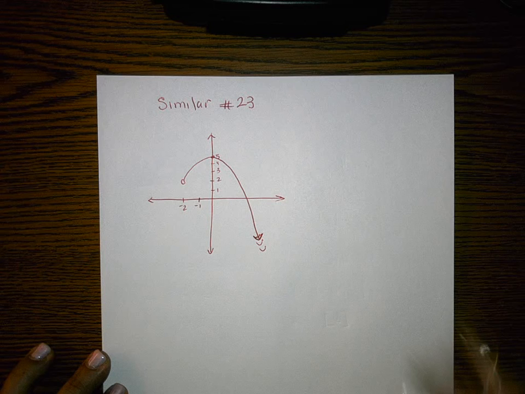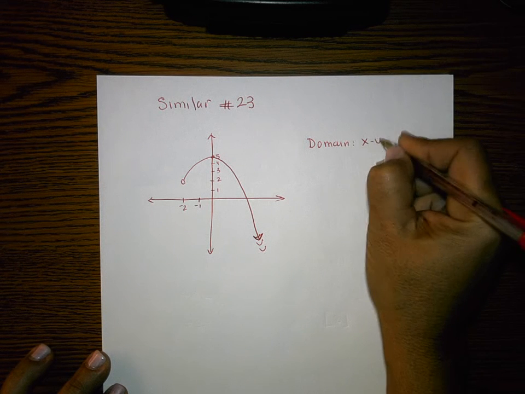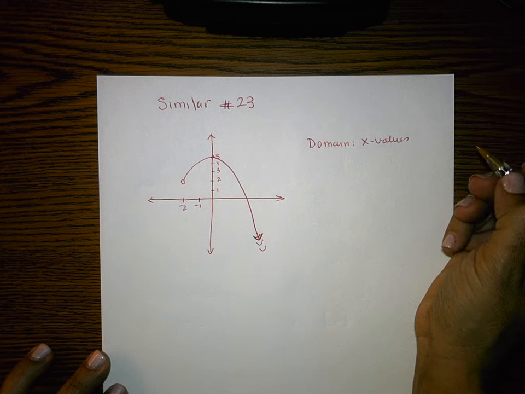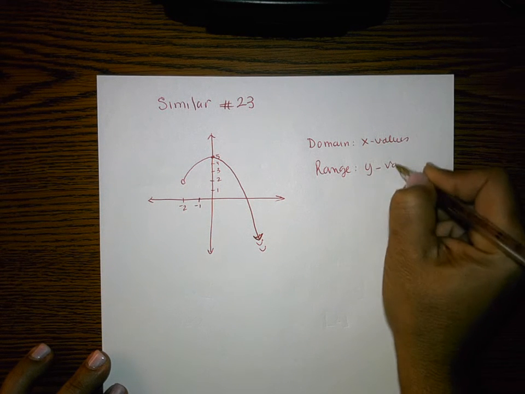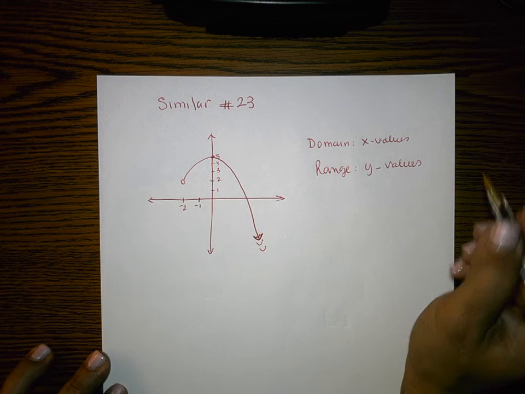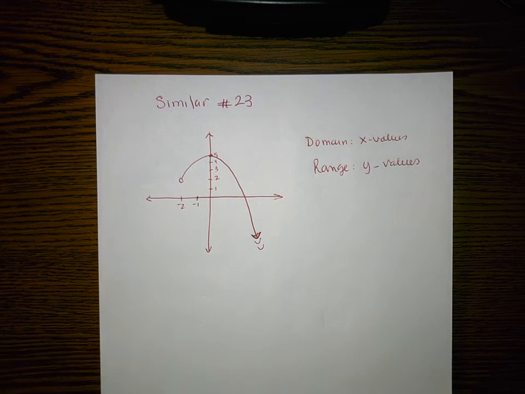All right. Domain, we're only going to focus on the x values because that's what the domain is. The range are the y values. We will talk about that after we determine the domain. Okay, so let's go ahead and trace all the x values that, if we follow up or down, will touch a place on the graph.